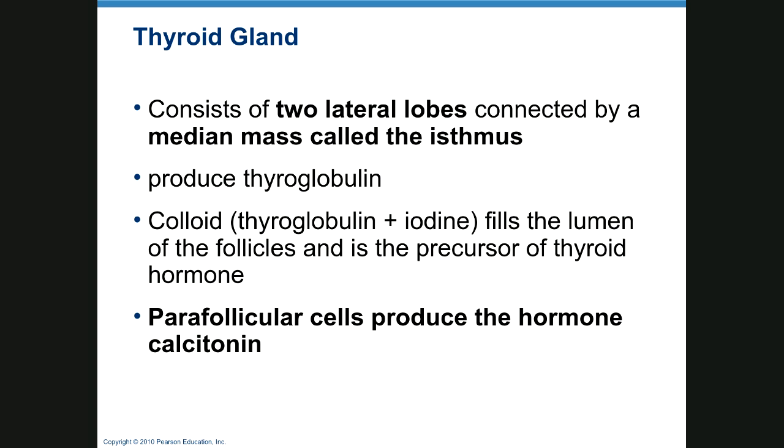Now, the thyroid gland has two lateral lobes, connected by an anterior medial mass called the isthmus. It produces thyroglobulin. Colloid is thyroglobulin plus iodine, and it fills the lumens of the follicles, and thyroid hormone is produced from that. Parafollicular cells produce the hormone calcitonin.